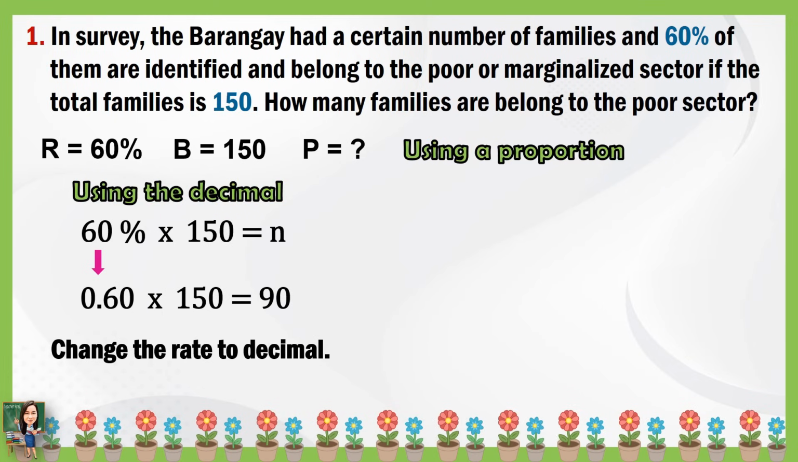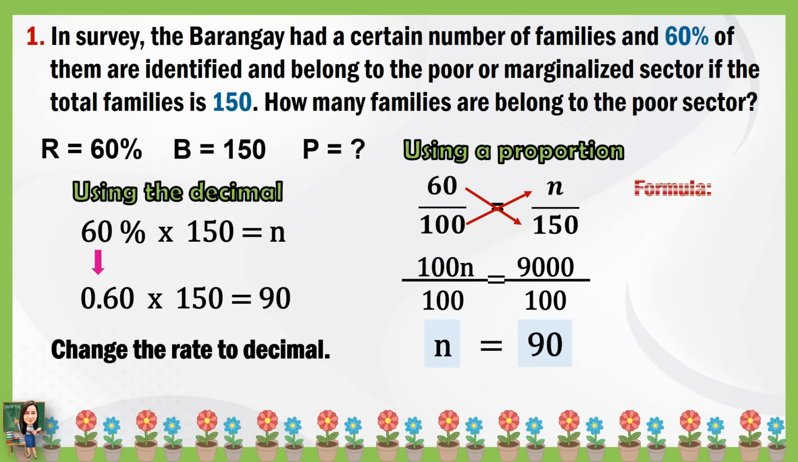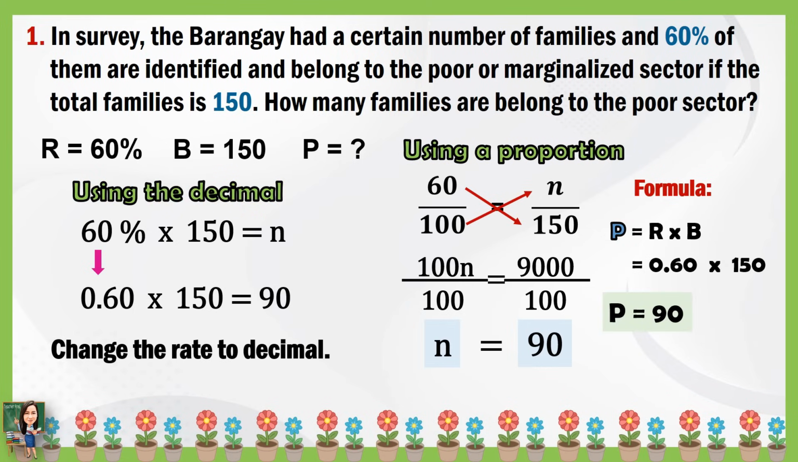Using a proportion, 60 is to 100 as n is to 150. Then get the cross product. 100 times n equals 100n. 60 times 150 equals 9,000. Divide both by 100. 100n divided by 100 equals n, and 9,000 divided by 100 equals 90. The formula is percentage equals rate times base, or 60 hundredths times 150 equals 90. The percentage is 90.